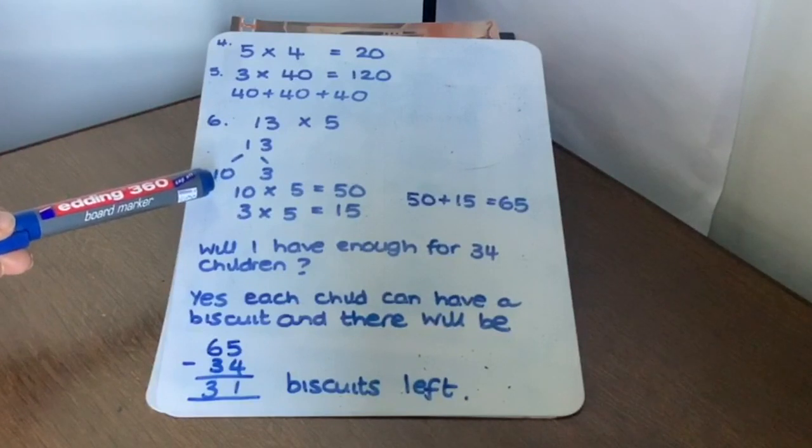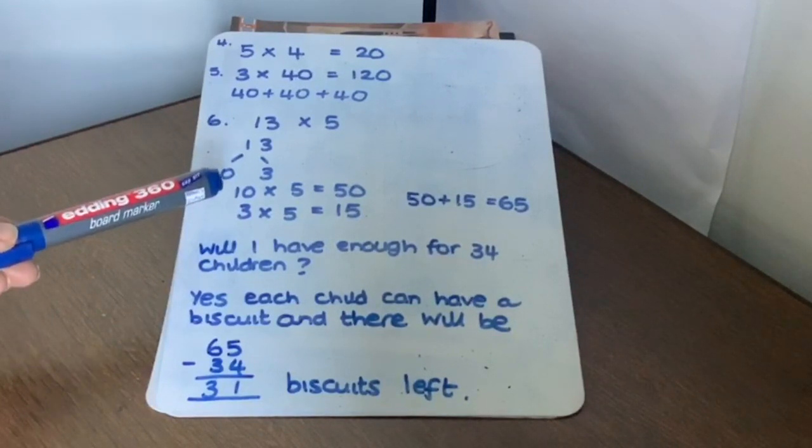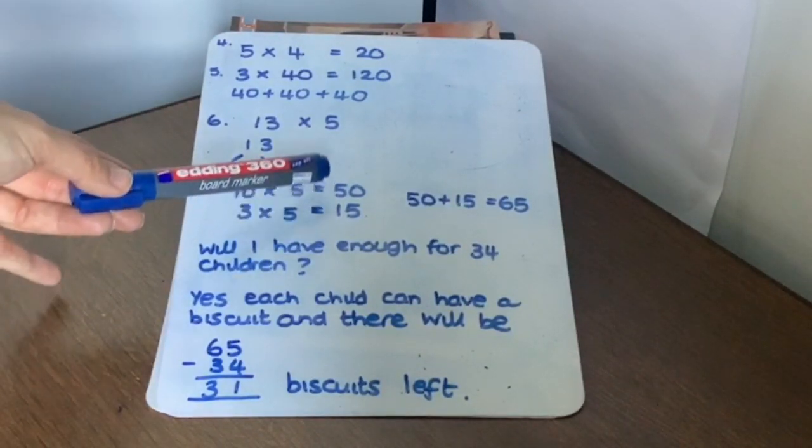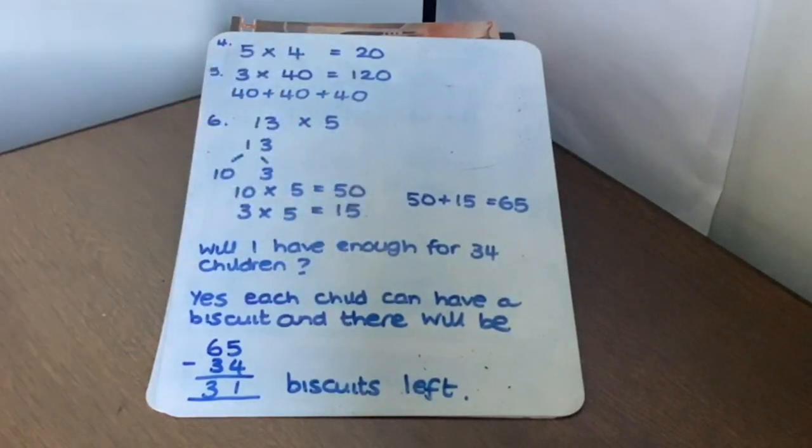10 times 5 is 50. 3 multiplied by 5 is 15. Add these two back together. 50 add 15 is 65. So there were 65 biscuits altogether.